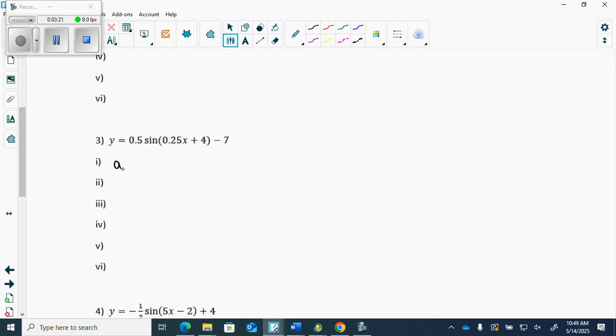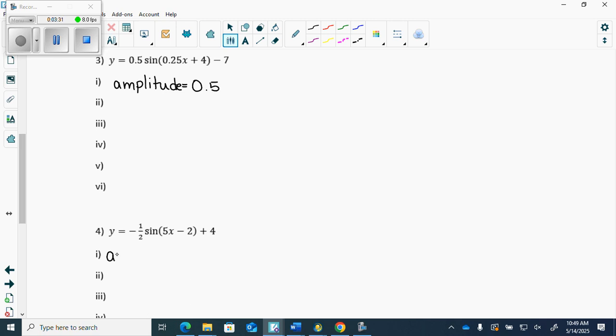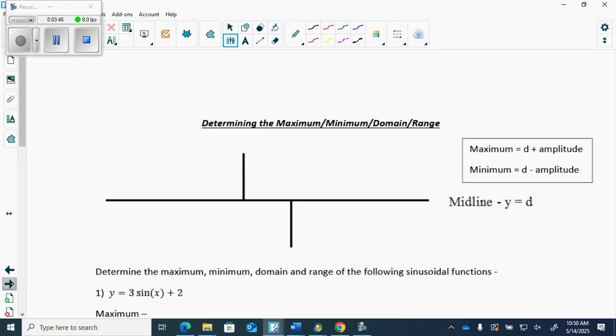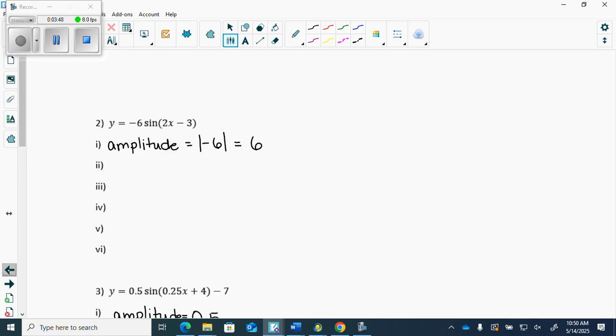What's my amplitude of this one? 0.5. Okay, what's the amplitude of this one? What's the amplitude of number 4? It's 1/2. Because it's the absolute value of A, right? And then we're next page. So let's go back.